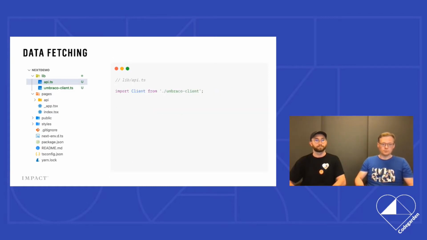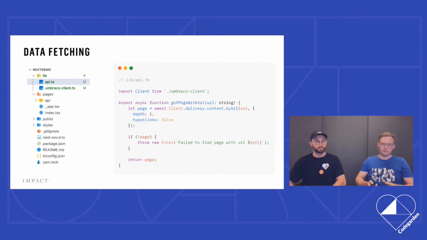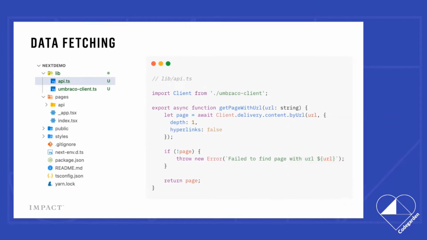Next up, we added a data fetcher named api.ts. It has a function to facilitate the communication. So we start by importing the client from the file before, and then we added a function called getPage with URL, which takes in a URL as a parameter. It simply queries the client for that URL and either returns the page or throws an error, depending on if Umbraco found it.